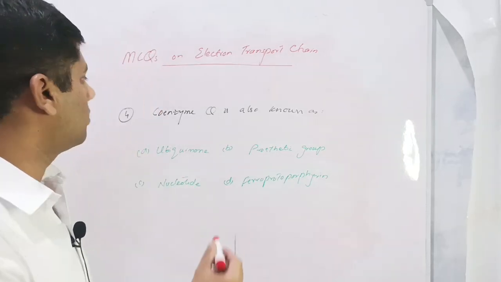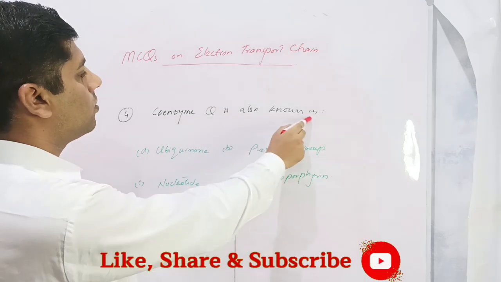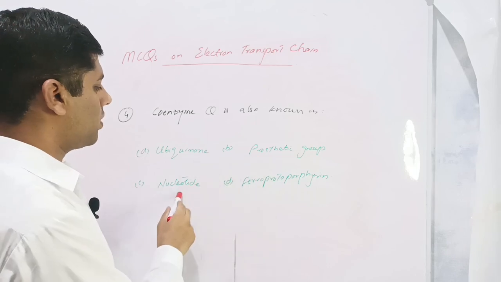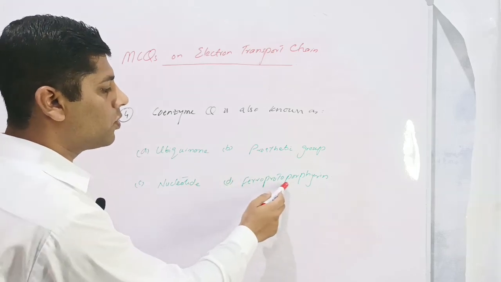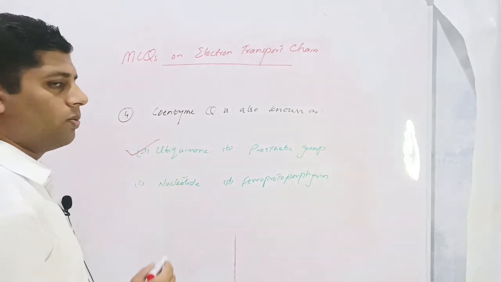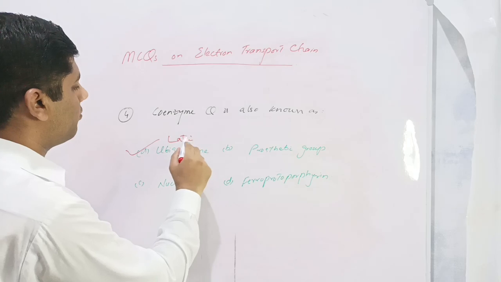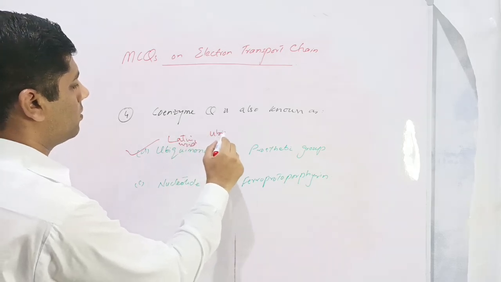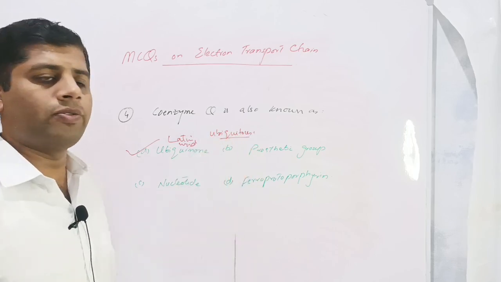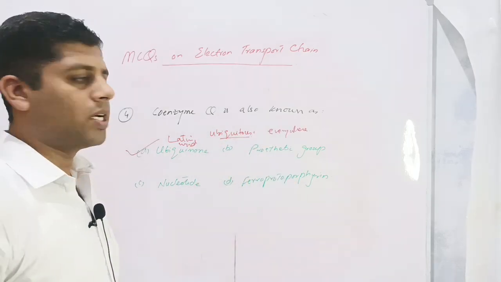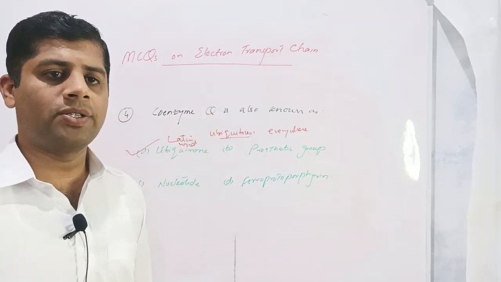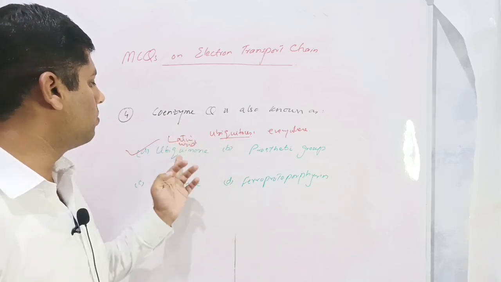The fourth question is: the coenzyme Q is also known as dash. Given options are ubiquinone, prosthetic group, nucleotide, and ferroprotoporphyrin. The correct option is ubiquinone. Ubiquinone is derived from the word ubiquitous. Ubiquitous means found everywhere, because this coenzyme Q is present in all types of cells of animals as well as plants. So therefore it is called ubiquinone.